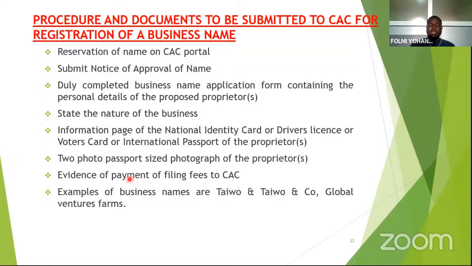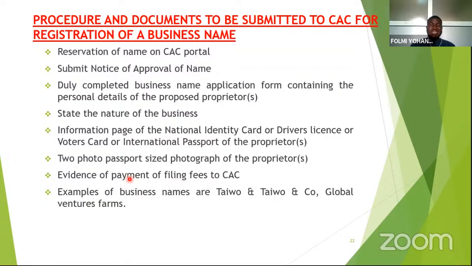You scan and upload the document. So in scanning and uploading the document, you scan your availability, your notice of approval, you scan your payment, the payment receipt, then you scan your registration document. So it's left for CAC to look at these documents.